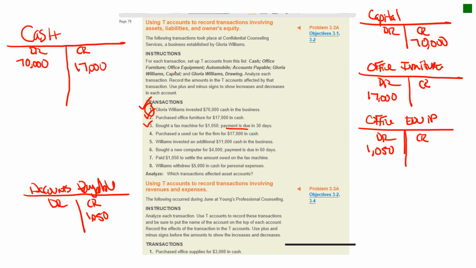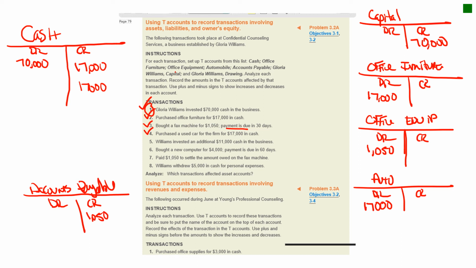Number 4 says purchased a used car for $17,000 in cash. A used car. If I go up here and look at what account I would want to use on this one, it wouldn't be office furniture or office equipment. Looks like we're going to be using automobile. So I'm going to write out auto. We've got our debit and credit. We bought this for $17,000. We're going to increase the auto for $17,000. And in this case, it says we paid in cash, so we're going to reduce cash for another $17,000. That's going to be a credit. So notice again, debits equal the credits.